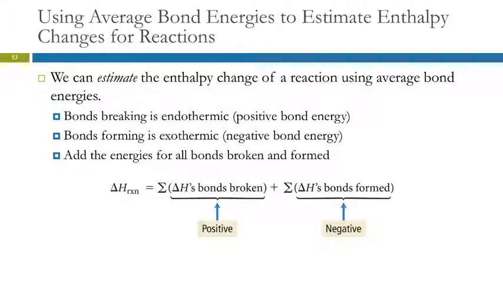So we can estimate the heat of reaction or the enthalpy of reaction by adding up the delta H's for all the bonds that are being broken. Those are all positive. Then we add the delta H's for the bonds that are being made, as bonds form, they release energy.